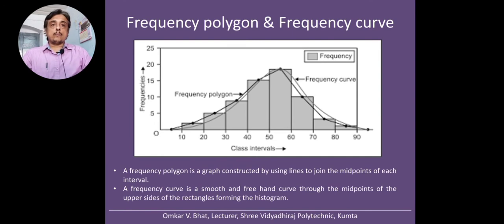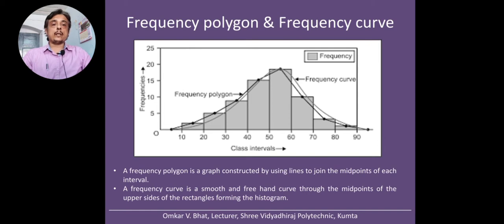So frequency polygon and frequency curve both are constructed from the histogram. Means in order to draw a frequency polygon and frequency curve, first you need to draw a histogram. We know how to construct a histogram for the given data set. This we have seen in one of our previous videos.